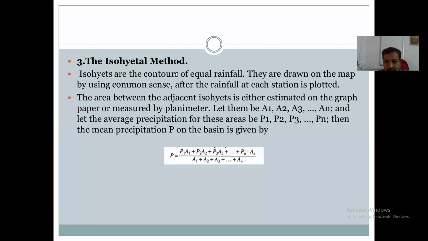So this is the isohyetal method. This is the difference between these three methods.